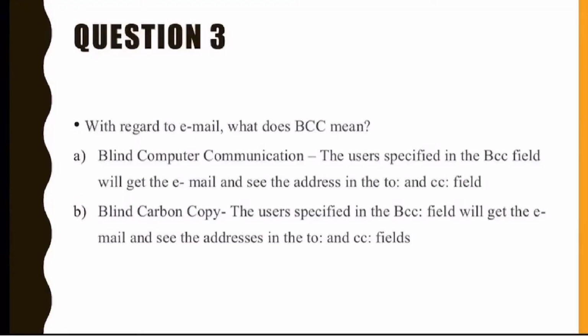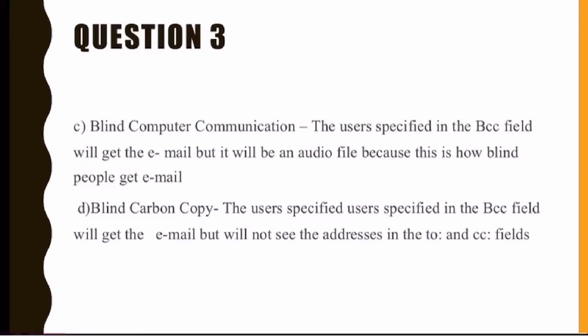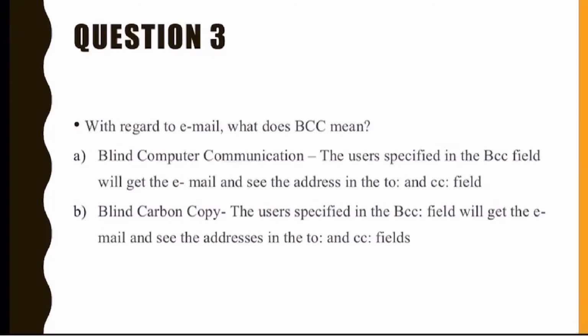Third question: with regard to email, what does BCC mean? BCC full form is blind carbon copy. So in option A, they have given blind computer communication, which is wrong. Option A is not the right one. B is blind carbon copy, and D is also blind carbon copy. We can read the description of option D. The user specified in the BCC field will get the email but will not see the addresses in the To and CC fields, which is not true. They will be able to see the addresses in the To and CC fields. So option B is the right option.